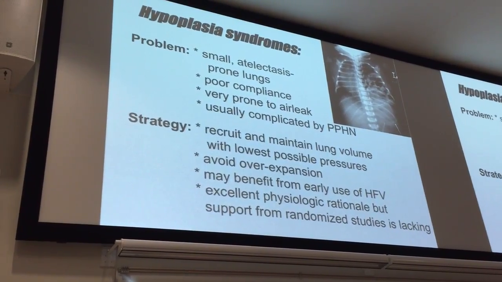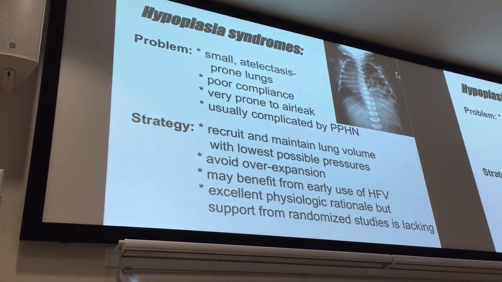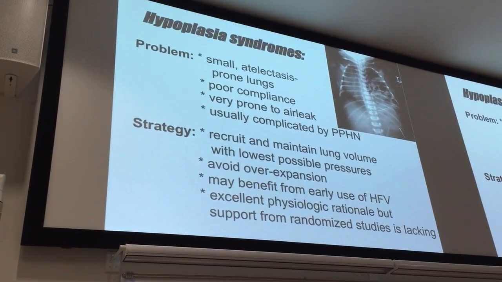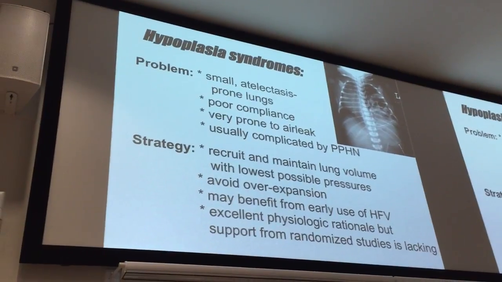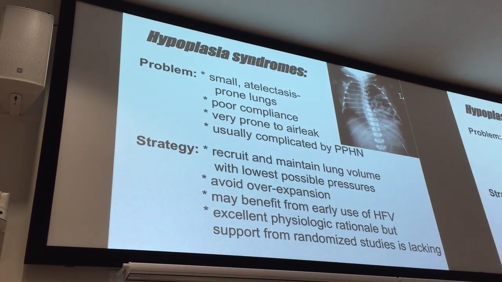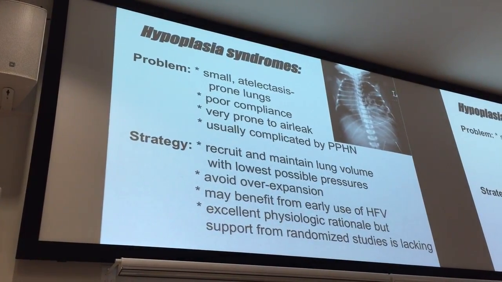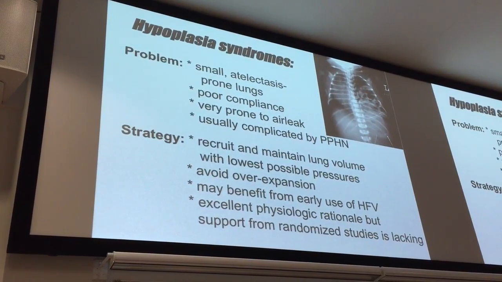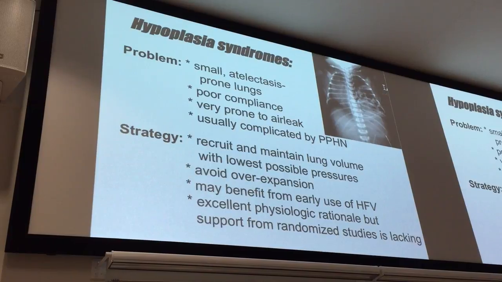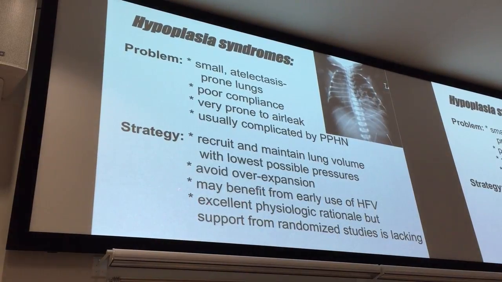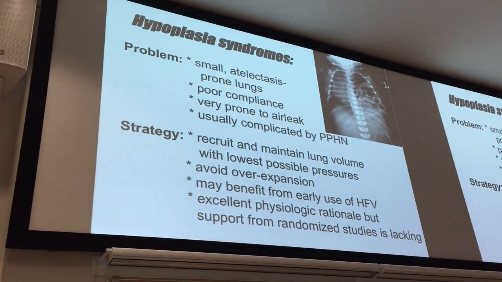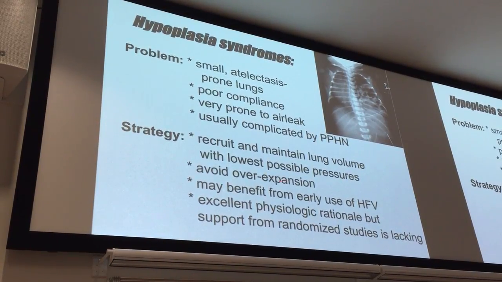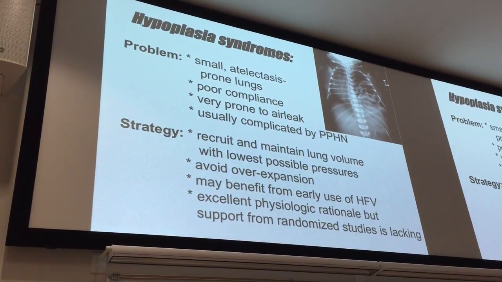And then finally, pulmonary hypoplasia. We're running out of time, so I'll speed up. The problem is obvious: the lungs are small and prone to atelectasis, but also very prone to air leak and pulmonary hypertension. We don't know the optimal strategy, but we think you want to be very careful about lung volume recruitment, though you don't want the lung totally atelectatic. Very gently recruit, because we know that rapid recruitment will worsen pulmonary hypertension, so you want to avoid overexpansion of that hypoplastic lung.